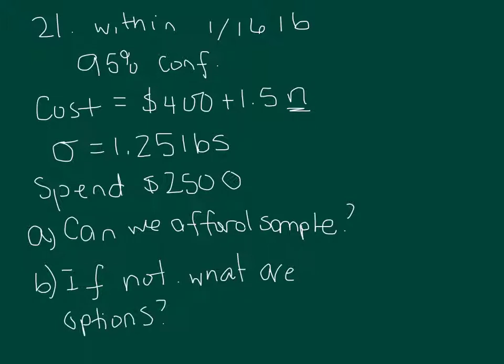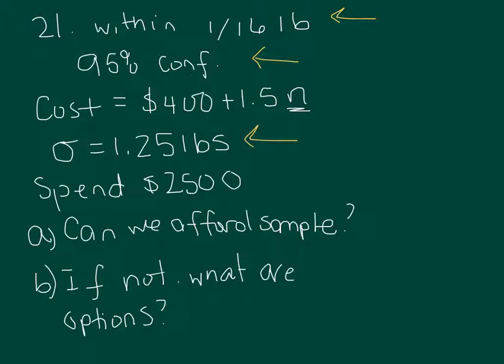Okay, so this is a nice problem. I like it because it really applies what you're doing in the world. Sampling costs money, and generally you have so much money you can spend, and you have some conditions that you want. In this problem, we want to have 95% confidence. We want to be within 1/16 of a pound, and we know the population standard deviation. And we need to see, do we have enough money to do this and get the accurate results that we want? And if not, what could be some things we could change in order to make this happen?